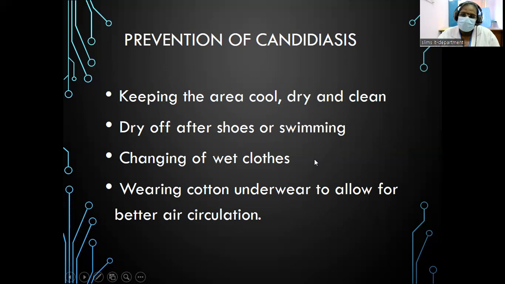The drug of choice for candidiasis is fluconazole, 150 milligrams start dose. But in case of pityriasis versicolor, we have to give pulse therapy of fluconazole 400 milligrams start dose.